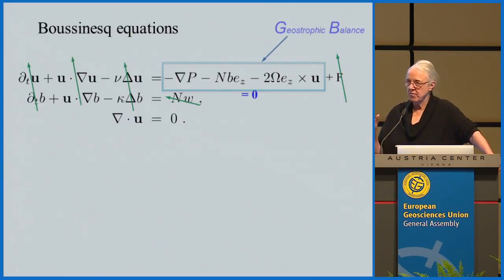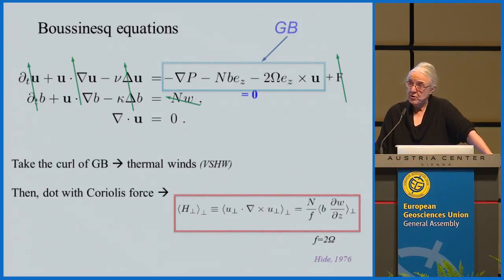Let's forget about temporal dependence. Let's forget about those nonlinear terms. Let's do a balance between the pressure gradient, the Coriolis force, and gravity. Then what you get is what is called geostrophic balance. It's very simple. And because you have a gradient and you're incompressible, you get rid of it by taking the curl. And then you turn the crank, and Hide in 1976 showed that you could create helicity in those flows.